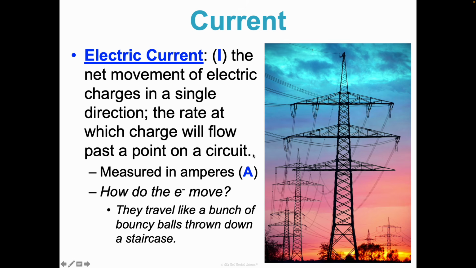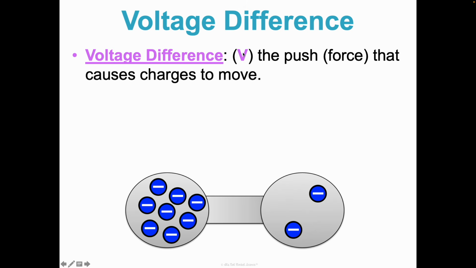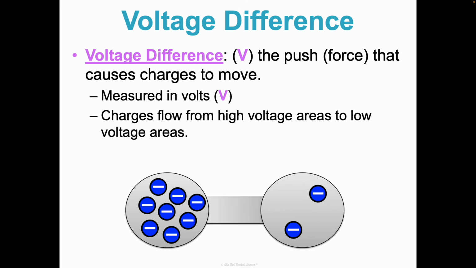Okay, so what is voltage difference? Voltage difference, represented by a capital V in an equation, is the push. It's that force that causes charges to move. It's what gets those electrons that are bouncing around crazily to flow in one overall net direction. Voltage difference is measured in volts, which is also represented by a capital V, so that makes that simple. And it causes these charges to flow from high voltage areas to low voltage areas. So think about it like they're going down a slide. They'll go from where there's a lot of voltage to an area where there's low voltage. That's how the charges will flow.